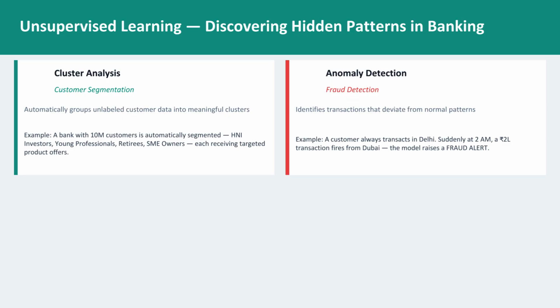Then one night at 2 a.m., a 2 lakh transaction fires from Dubai. The model doesn't need a label that says this is fraud. It just knows this deviates massively from the established pattern. Fraud alert raised instantly. That's anomaly detection. The model learns what normal looks like and flags everything that isn't.